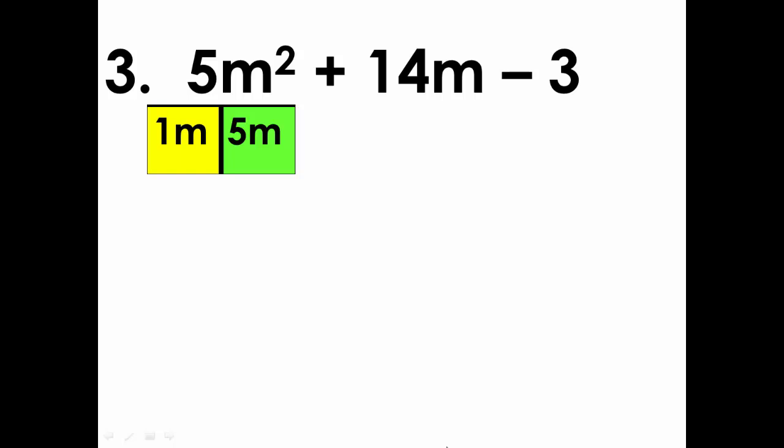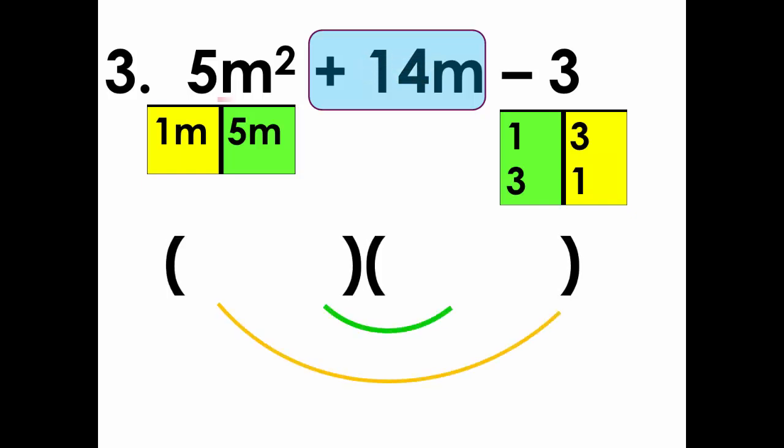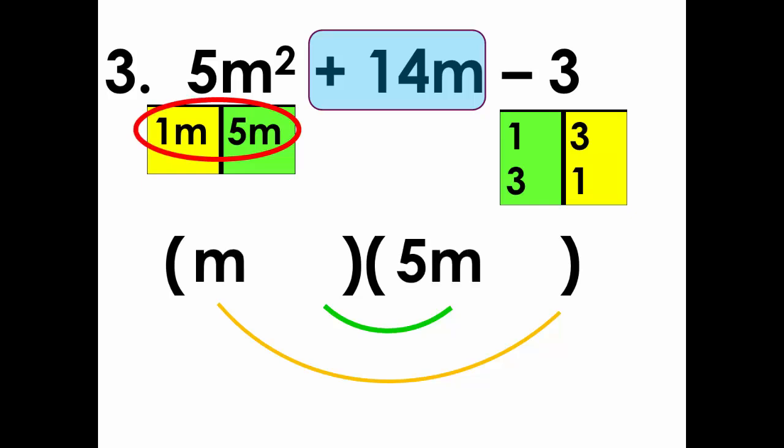Factors of 5m and factors of 3. Trying to get to a positive 14. There's no other options for our first one, so we could go ahead and put those in the parentheses. When I multiply, I'm really needing here a 15 take away 1. Do you see it? 15 take away 1. The 15 is the larger factor, so it will get the positive sign.